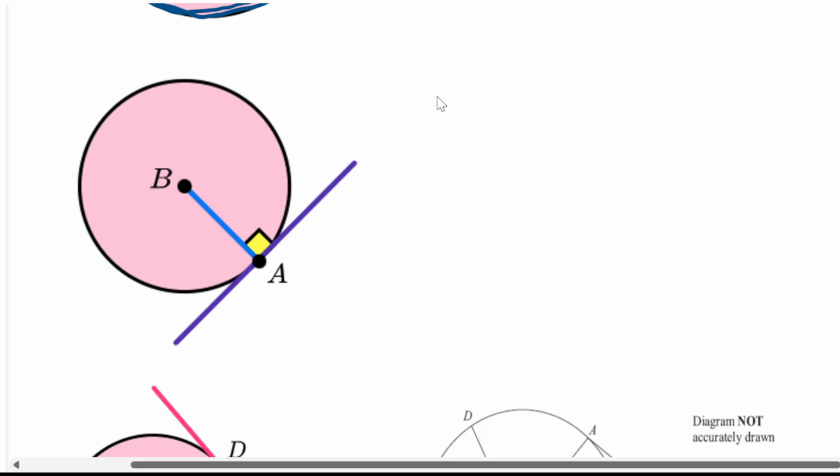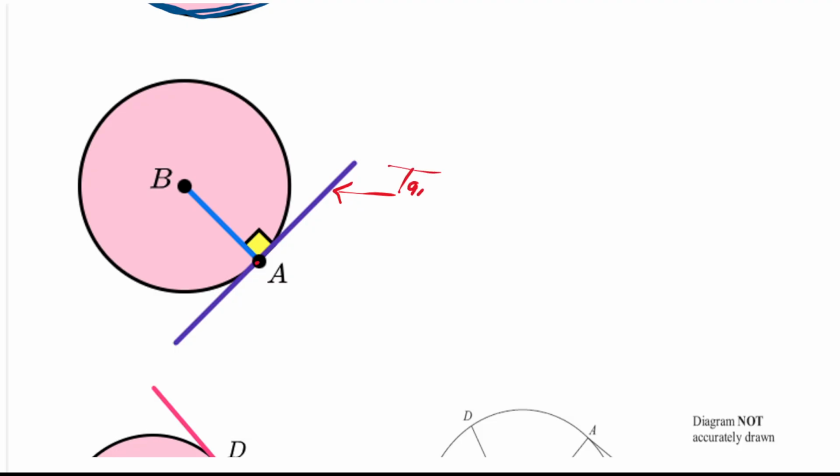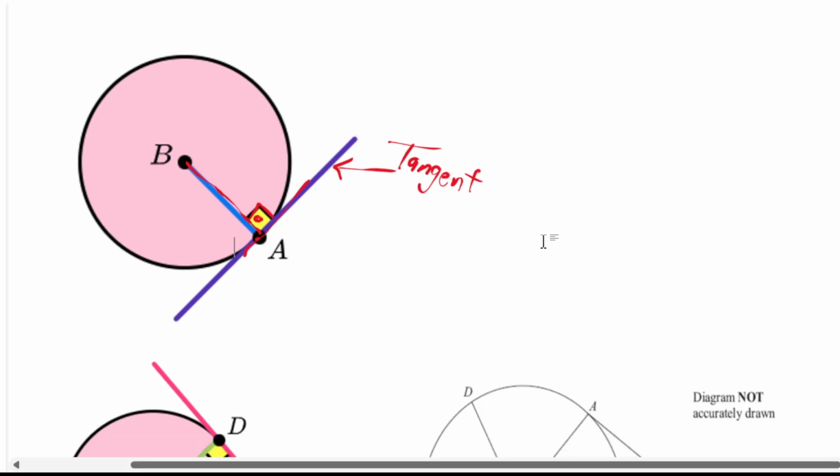There is nothing to do on this. They just say: first of all, the line that touches the circle at just one point here is called the tangent. So the theorem says the tangent makes a 90 degree angle with the radius of the circle. So this is always going to be 90 degrees. We'll need to use this, so let's leave it for now. Let's go to the next one.